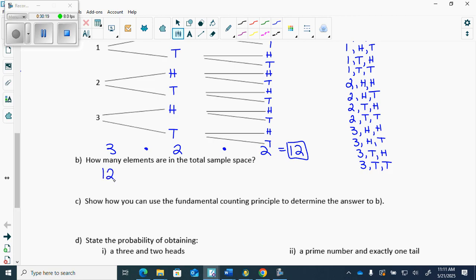And here it says, show how you can use the fundamental counting principle. So in the first blank, I would have spinner. And then I always put the number of outcomes above. How many outcomes in the spinner? 3. And then I would have coin. How many outcomes on the coin? 2. And then I would have coin again, which has 2.